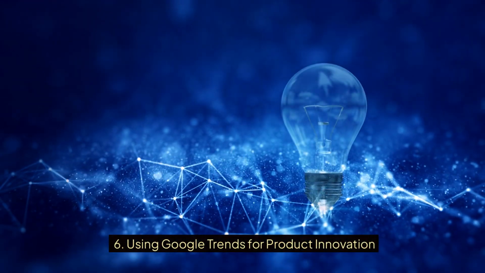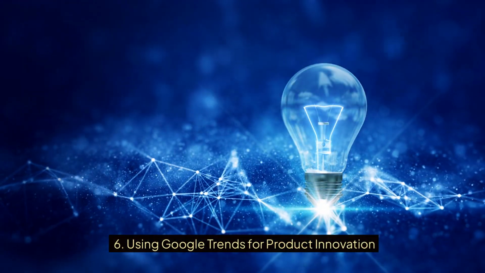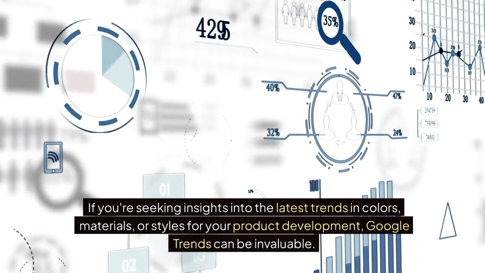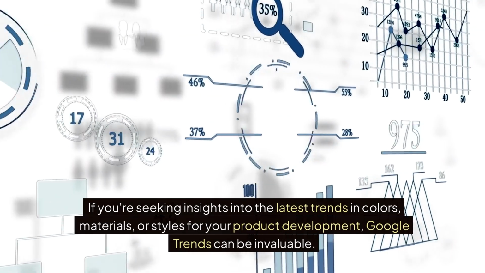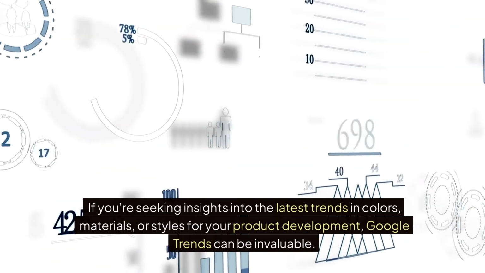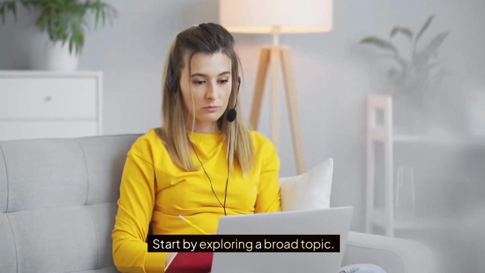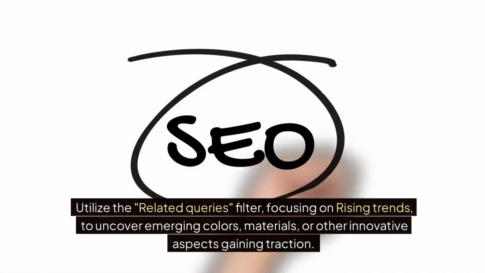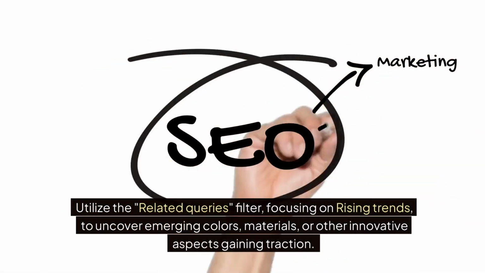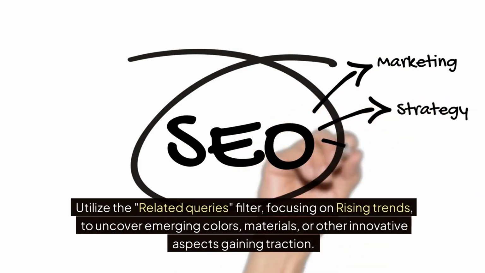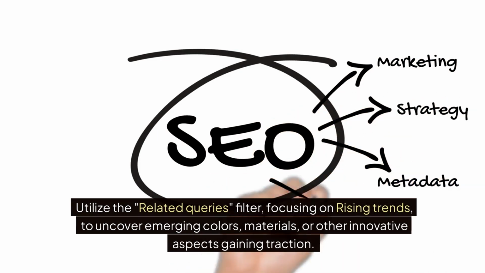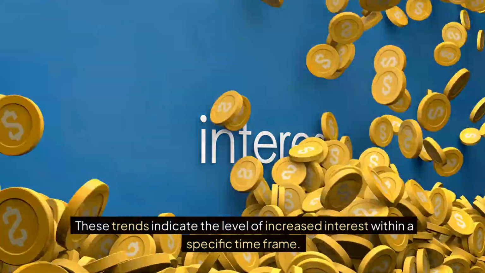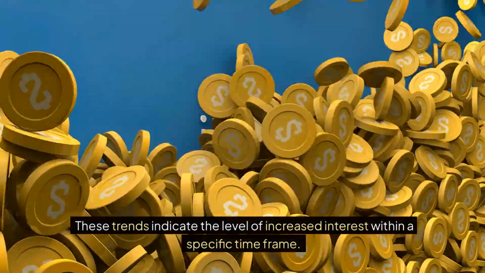6. Using Google Trends for product innovation. If you're seeking insights into the latest trends in colors, materials, or styles for your product development, Google Trends can be invaluable. Start by exploring a broad topic. Utilize the Related Queries filter, focusing on rising trends, to uncover emerging colors, materials, or other innovative aspects gaining traction. These trends indicate the level of increased interest within a specific time frame.